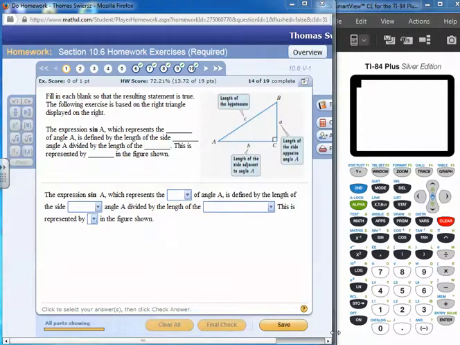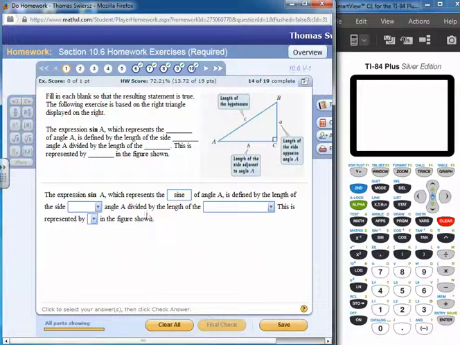Let's solve homework exercise number 1 from section 10.6, homework exercises involving trigonometry. We're supposed to fill in each blank so that the resulting statement is true. The expression sine A, which represents the sine of an angle, is defined by the length of the side. Sine of the angle A is the side opposite.